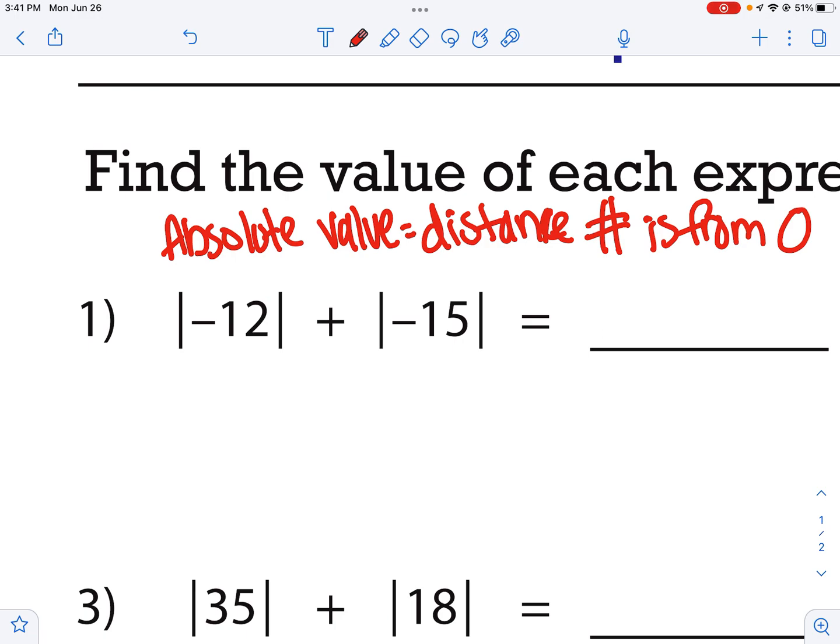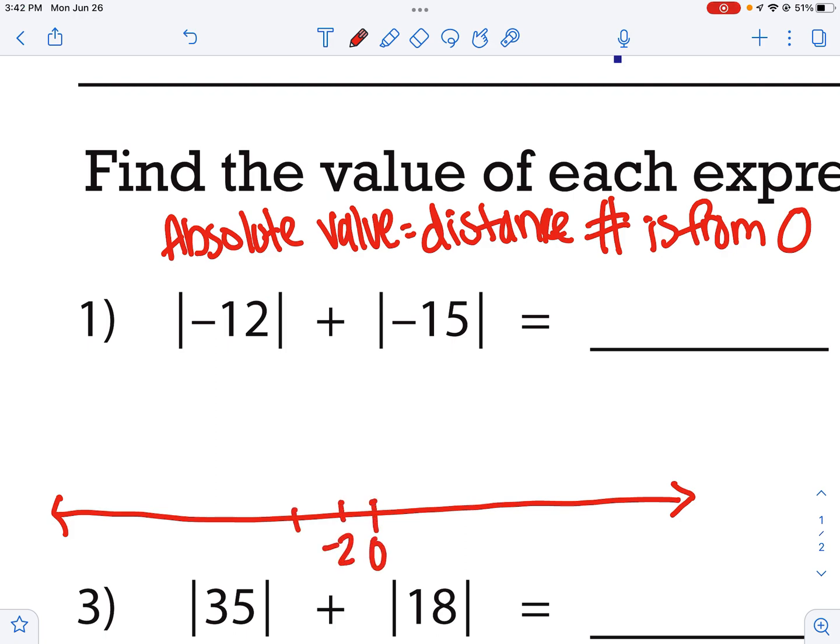So I have negative 12 and negative 15. I'm actually going to draw a number line to do these. With this one, you maybe wouldn't have to, but for some of the other ones, it gets a little confusing. So I'm going to draw a number line. Here's 0. I'm going to just do it by 2s, but if you want to do yours by 1s, you can. I'm just doing it so I don't have to write as much.